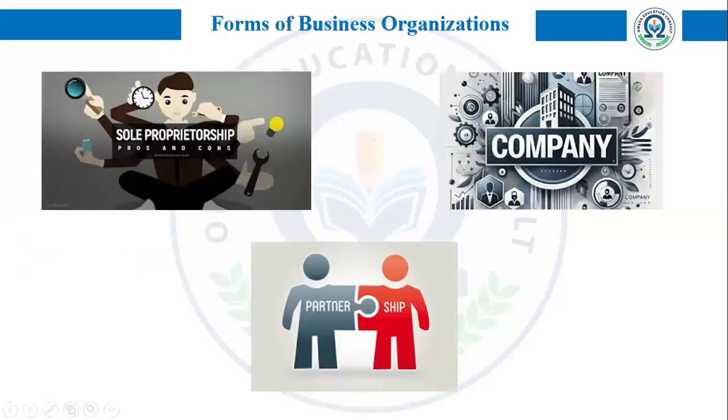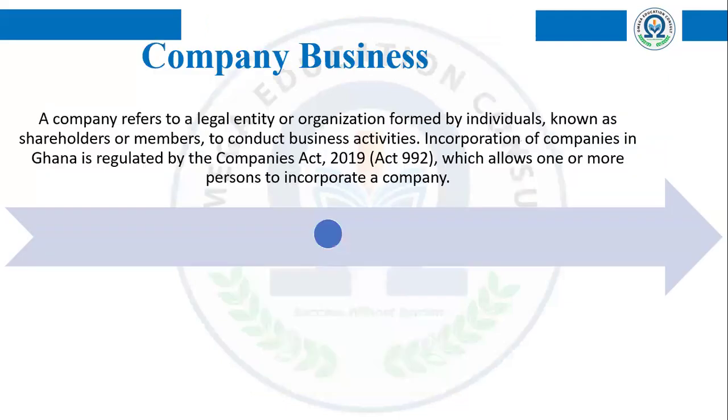Forms of business organizations. There are several forms, and depending on where you find yourself, you have various forms of business organizations. But for us, as business management students in Ghana, at the SHS level, we are going to look at these three main forms of business organizations. And as you can all see, we have the sole proprietorship, the partnership, and the company. Interestingly, I've given you work to do on the sole proprietorship and partnership, so I'll leave that to you. I'll move straight to the company business.